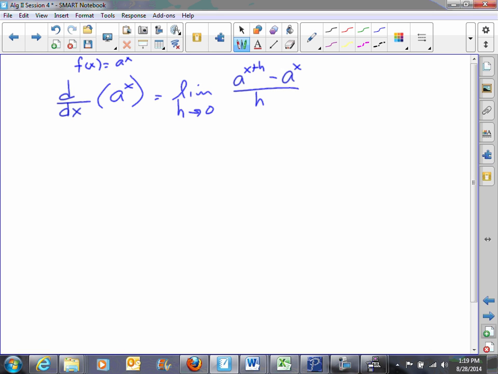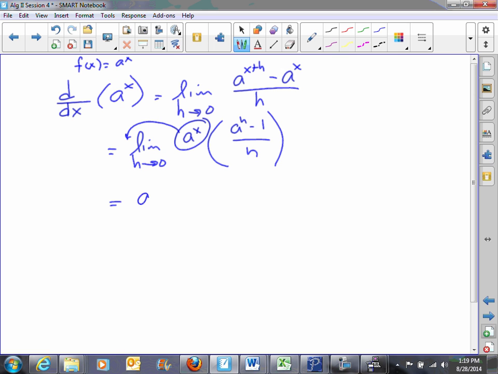Now, we could do something like this. This is equal to the limit as h approaches 0 of a to the x times a to the h minus 1 over h. Notice there's a factor of a to the x in the numerator, and all I've done is factor that out. Now, this a to the x right here could actually go and sit out front. So we get a to the x times the limit as h approaches 0 of a to the h minus 1 over h.